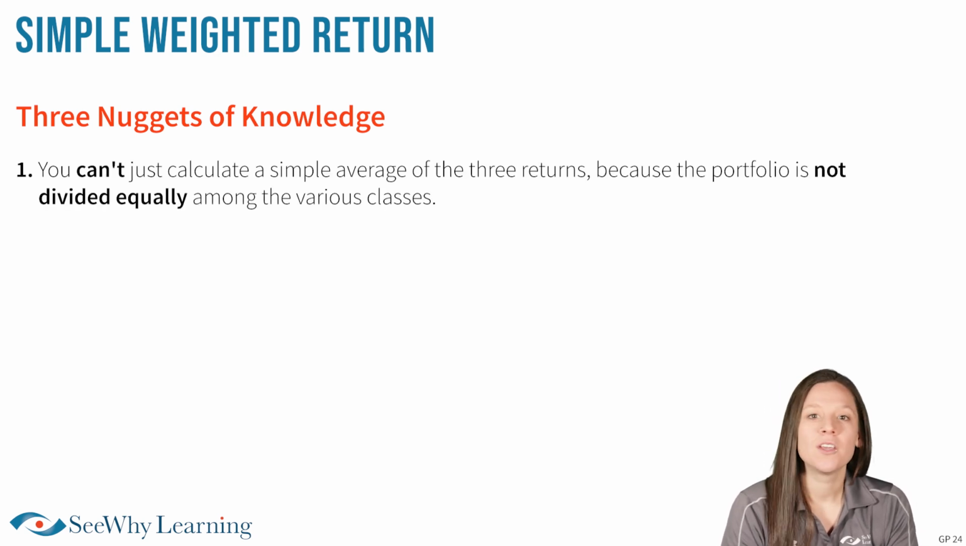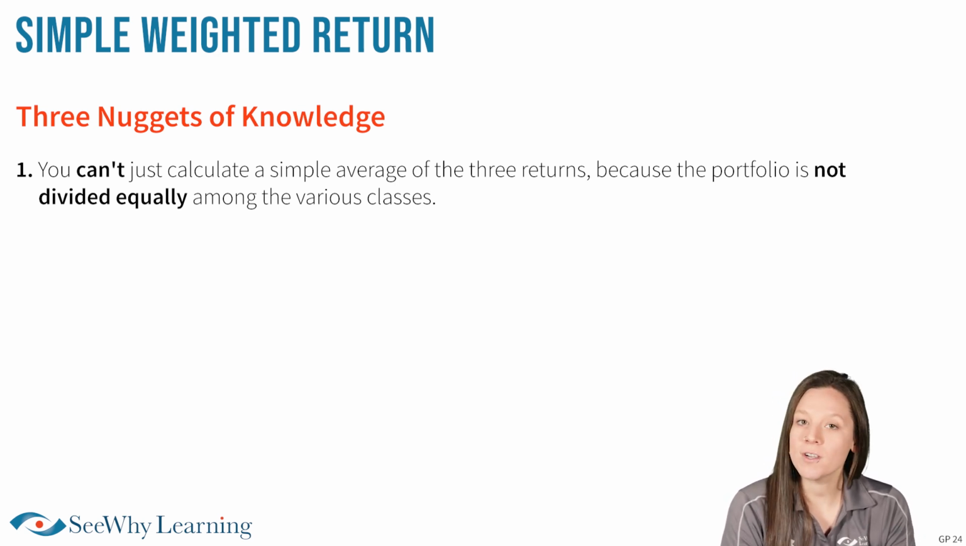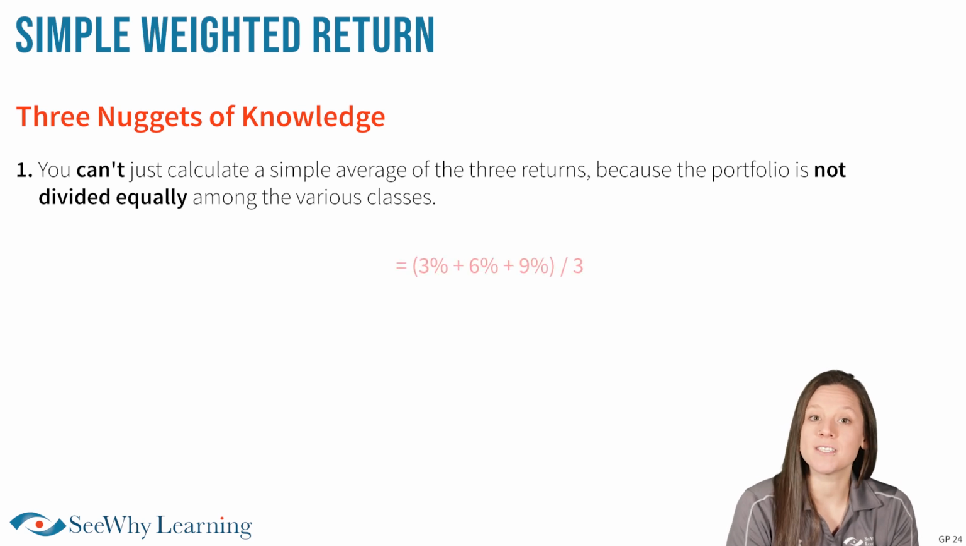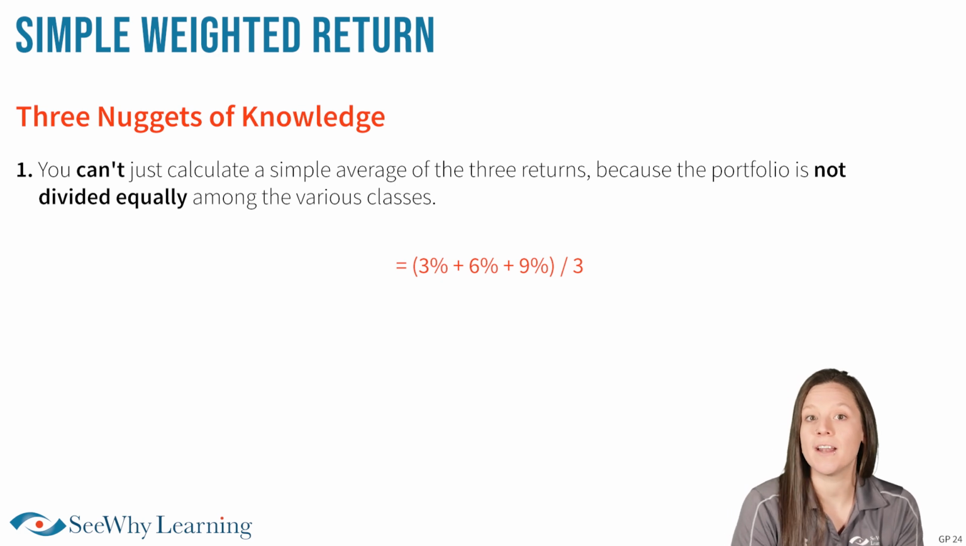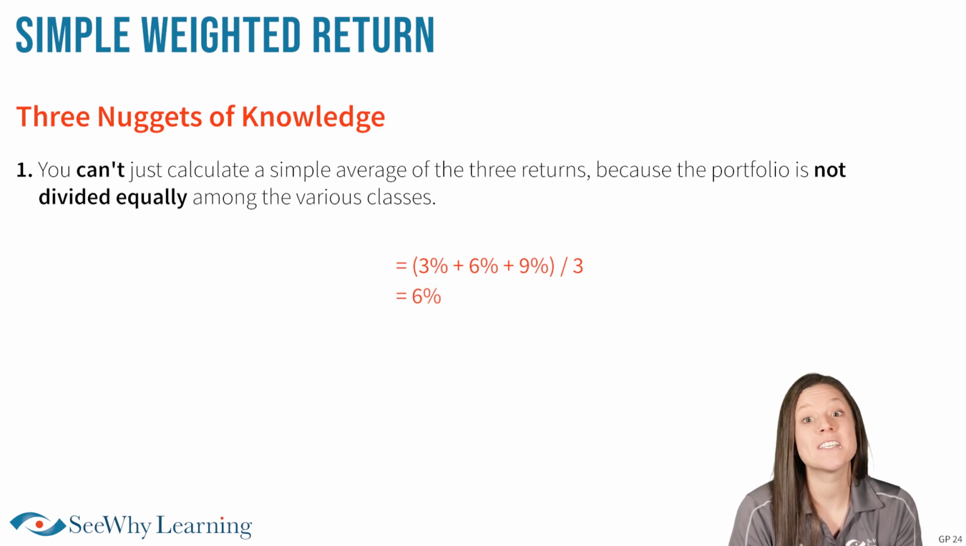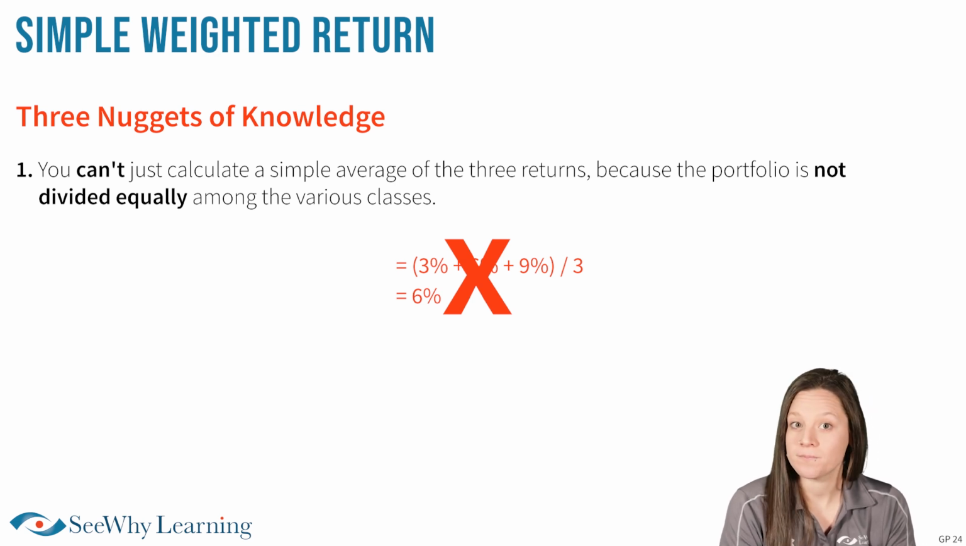Nugget number 1. You can't just calculate a simple average of the 3 returns because the portfolio is not divided equally among the various classes. For example, if you add 3%, 6%, and 9% and then divide by 3 to get the simple average, you will arrive at an answer of 6%, which is an incorrect answer. Instead, you need to calculate the simple weighted average return.